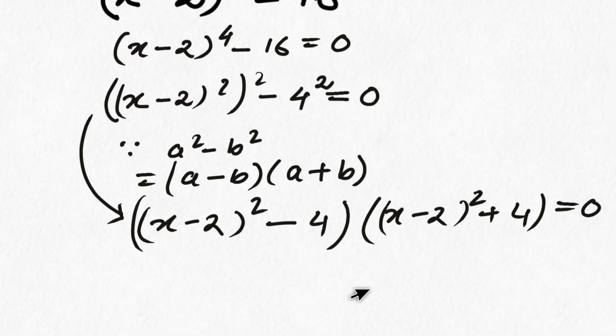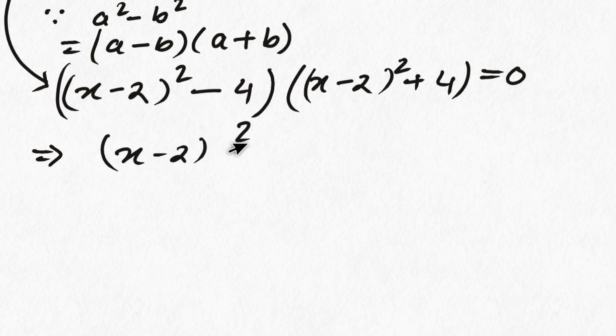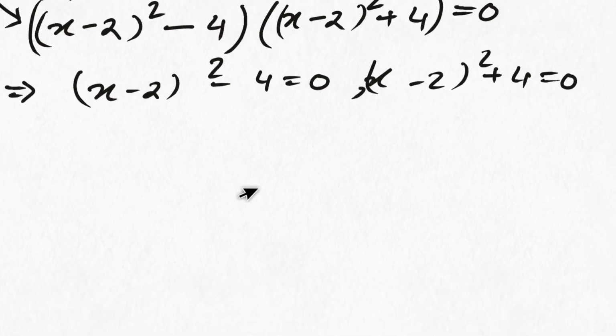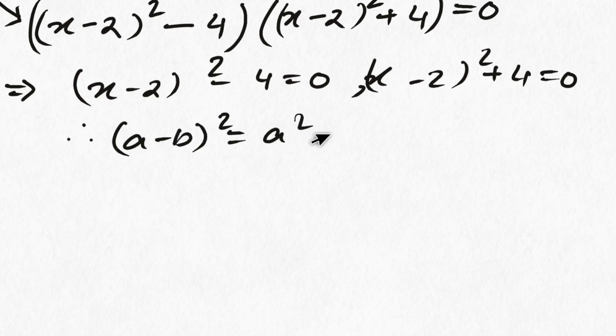Since we have two factors multiplying to 0, we set each one equal to 0. This gives us two separate equations to solve. The first is the quantity x minus 2 squared minus 4 equals 0, and the second is the quantity x minus 2 squared plus 4 equals 0. Before we jump into solving those, let's quickly recall the binomial expansion formula we will need. The quantity a minus b squared equals a squared minus 2ab plus b squared.